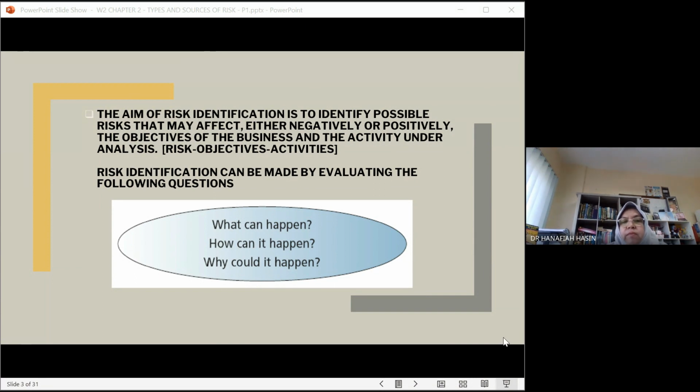So the aim of risk identification is to identify the possible risks that may affect, either negatively or positively, the objective of the business and the activity under analysis. Risk identification can be made by evaluating the following questions. The first one is: what can happen, how can it happen, and why could it happen?